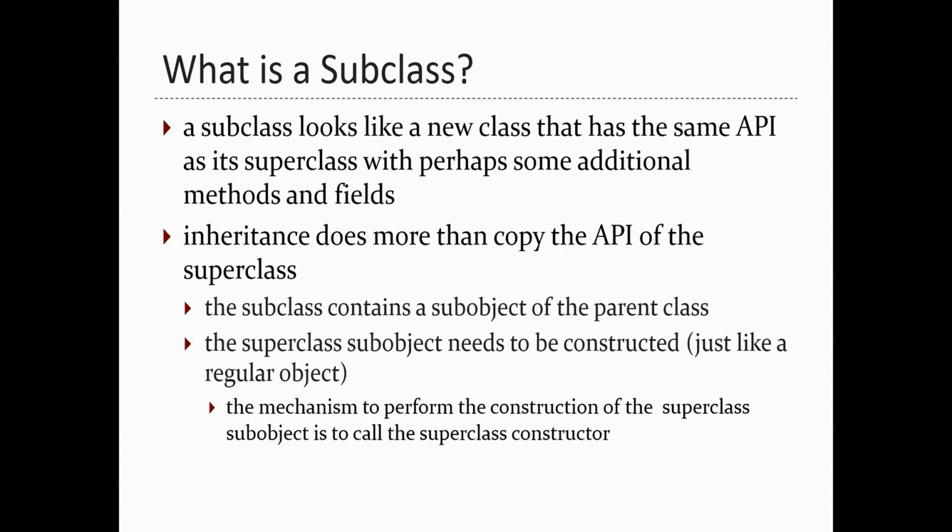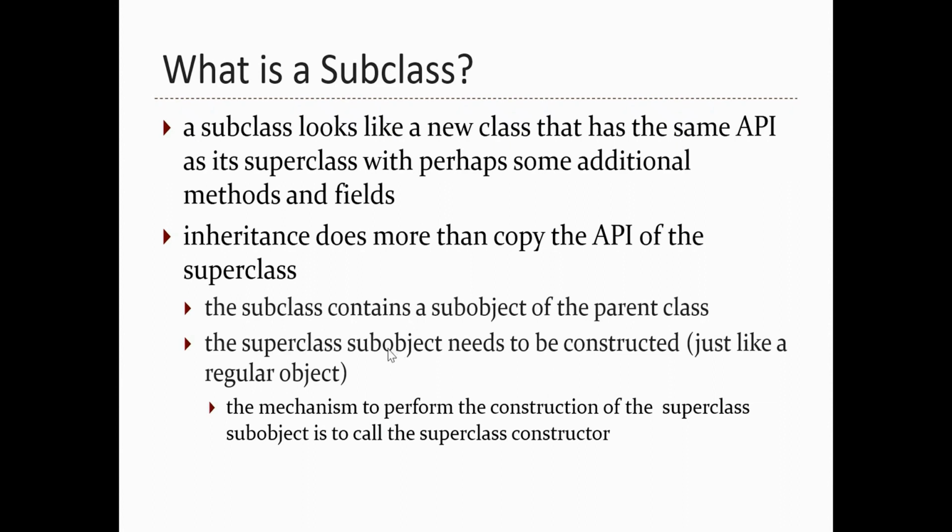Do I have time to do this? Yes. Okay. So why are all these seemingly complicated and convoluted rules needed? The answer is you have to know what a subclass actually is. A subclass looks like a new class. It has the same contracts of its superclass, and it might have some additional methods and fields. But inheritance does more than just copy the contracts of the superclass and copy over all of the public and protected stuff.